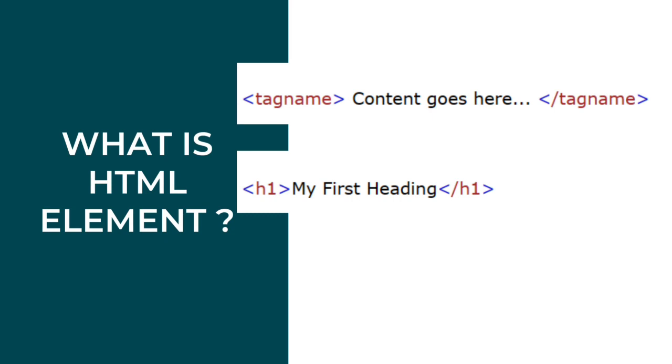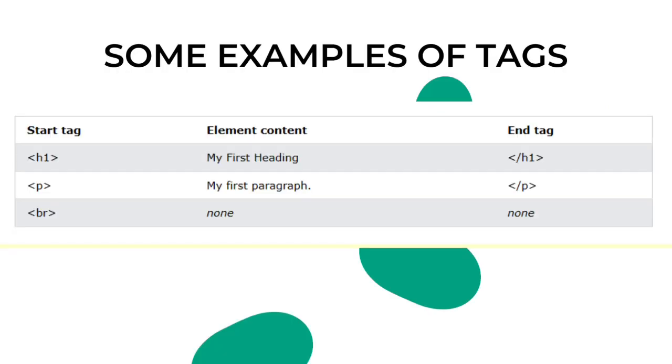Now let us see some other examples. Here is H1, that is heading 1, which is a large heading, where we are writing my first heading. Second, we are writing the paragraph, that is my first paragraph. Now let us see some more examples of HTML elements. Here is H1, which is a heading, then the paragraph, and third here is BR. The BR tag is one of the HTML elements.